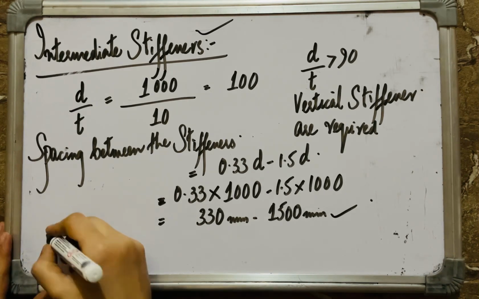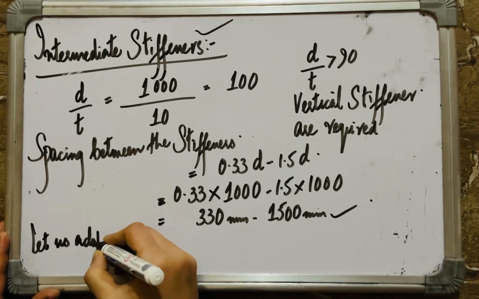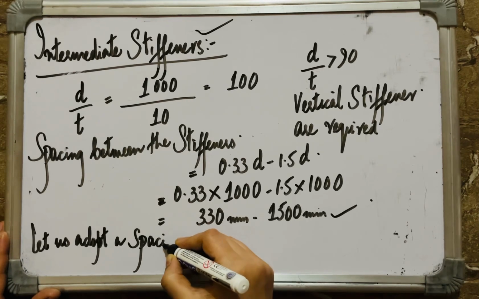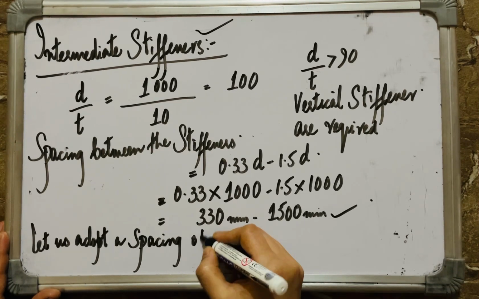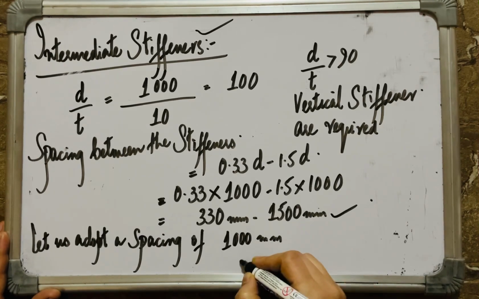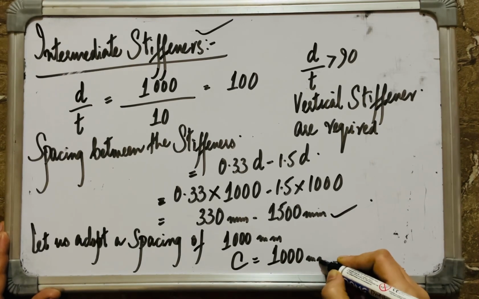Let us adopt a spacing of, say, 1000 mm. Hence our C, that is the spacing between the vertical stiffeners, is 1000 mm.